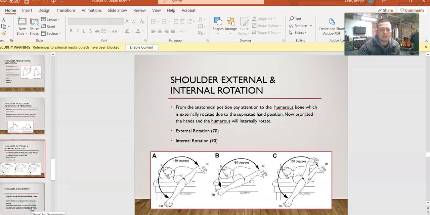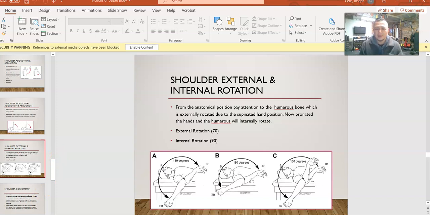Next up, we have external rotation and internal rotation. Let's do this one with arms by your side. If you look at your hands right now, have your palms facing your body, facing your legs. If I bring my thumb behind me, towards my body and behind me, that's going to be internal rotation.